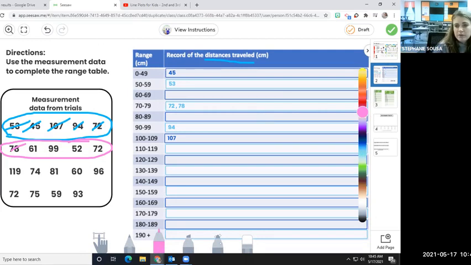Let's take a look at our next one, 61. Where does 61 go? What range does 61 fall between? Levin? Range of 61.